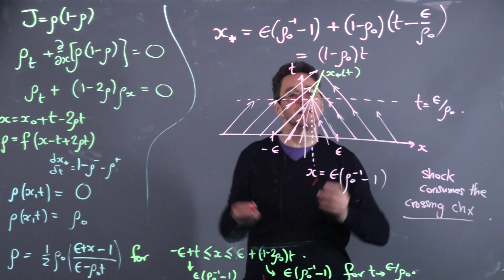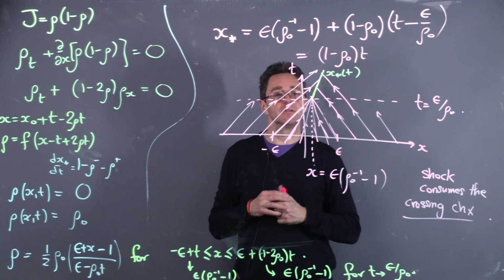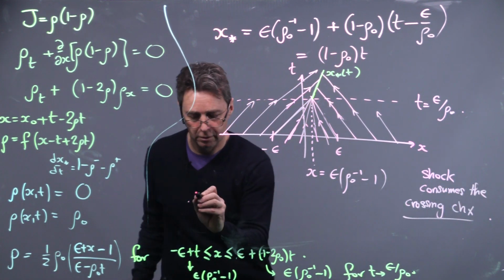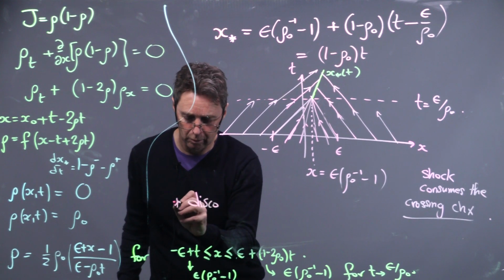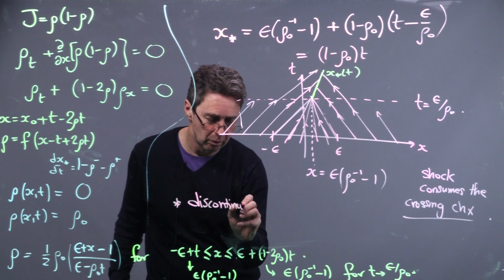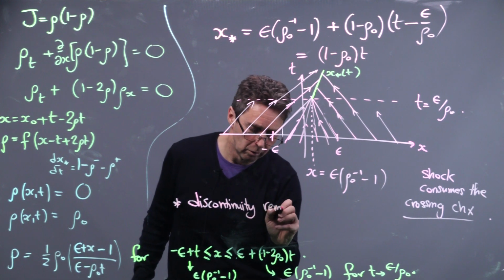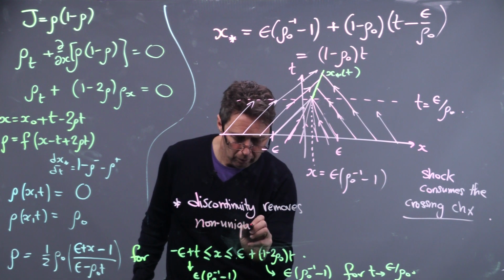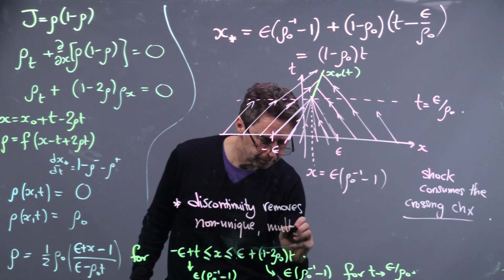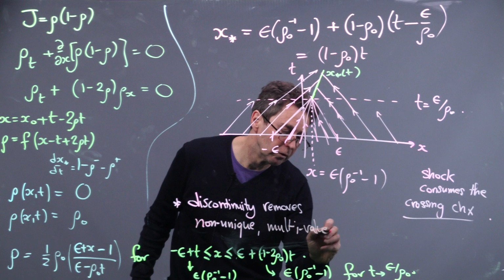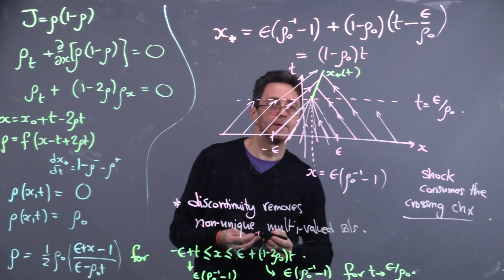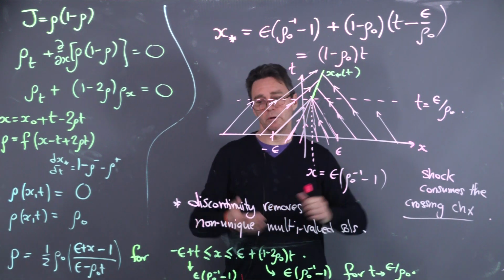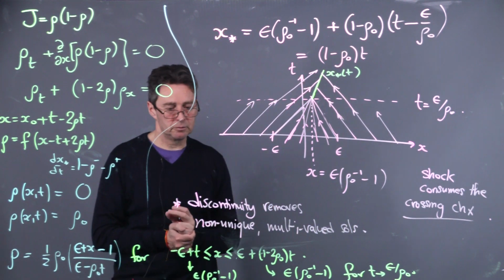That makes everything fine. And we've got this discontinuity that removes any possibility of multivaluedness. It now removes the non-unique multivalued solutions. And we figured out what happens. Okay, so let's end this particular session.